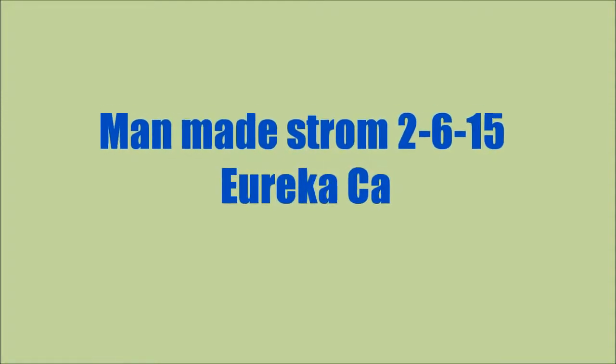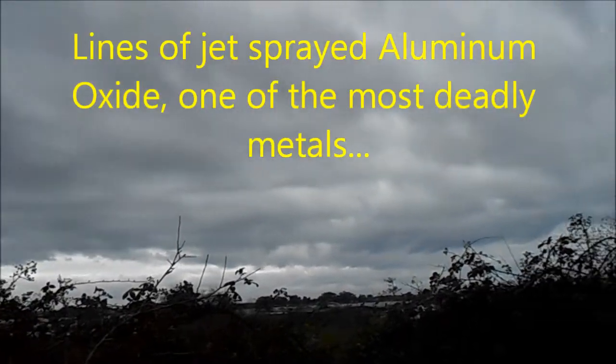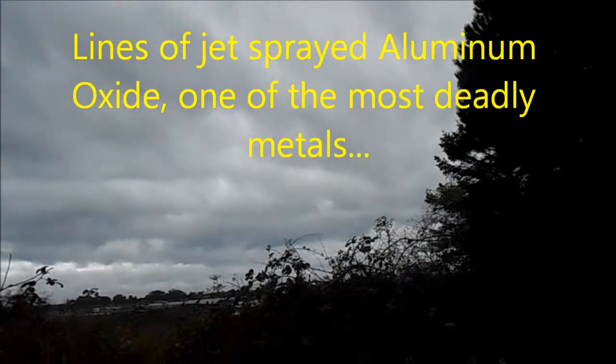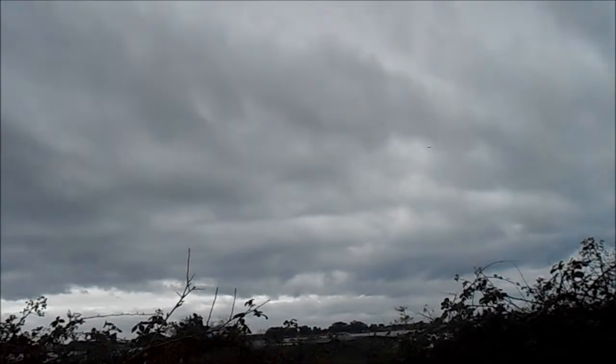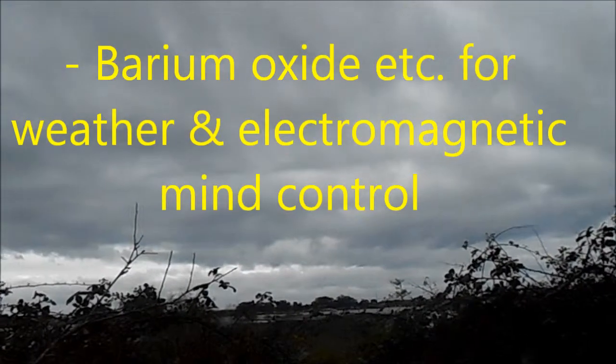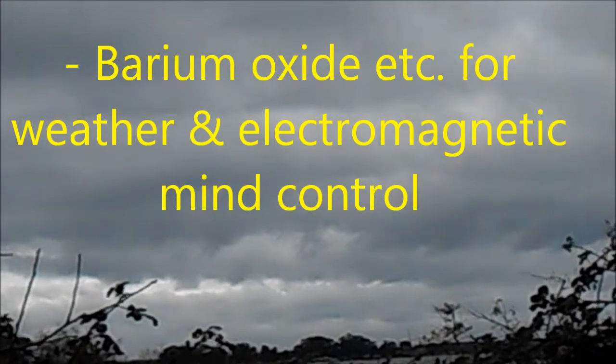Explain. There's about 9 general components. They do vary from time to time. They vary the formula, but here are the basics. Aluminum oxide, which is one of the most deadly heavy metals. It acts, again, as a reflector for scalar wave technology.